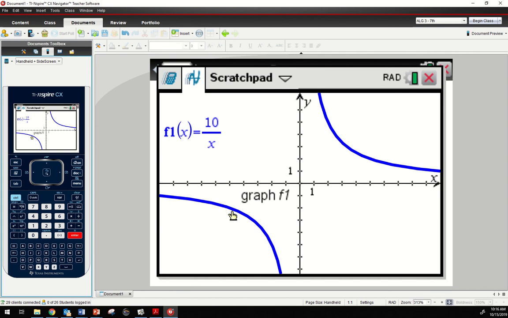Anyway, all right, so what do you notice about that? What do you notice about this function?